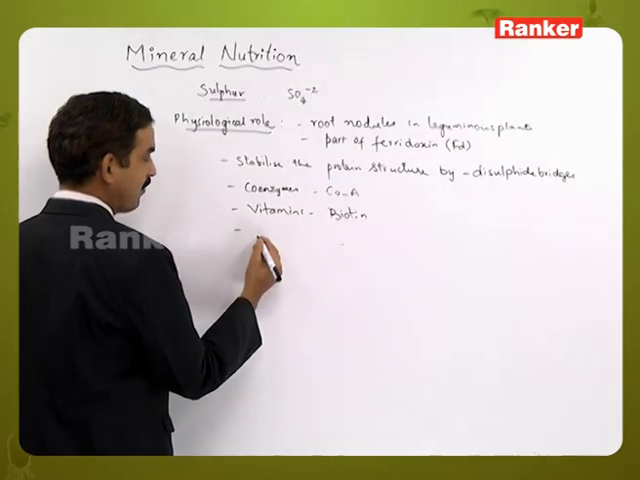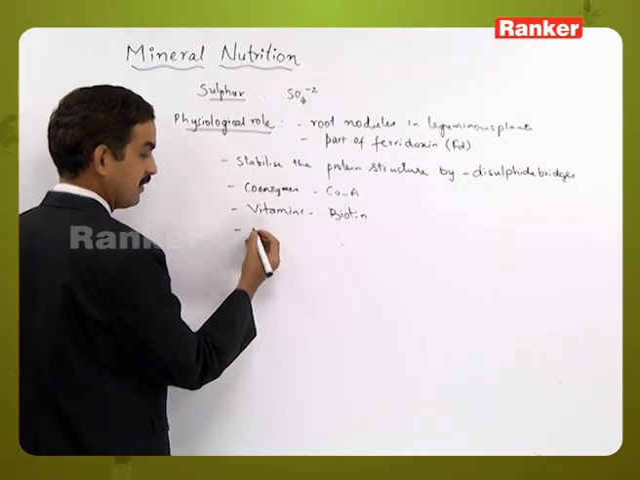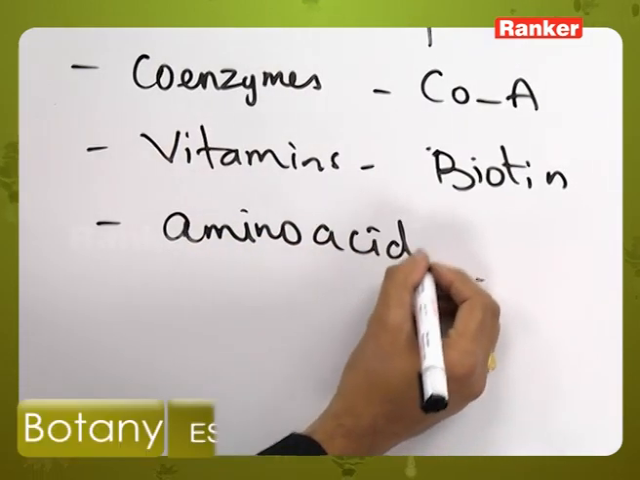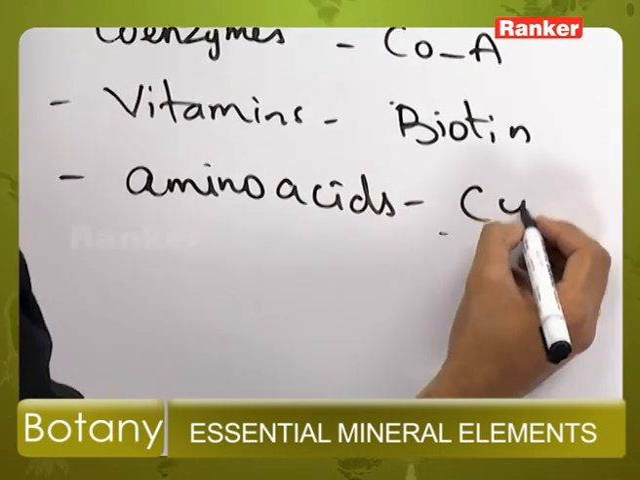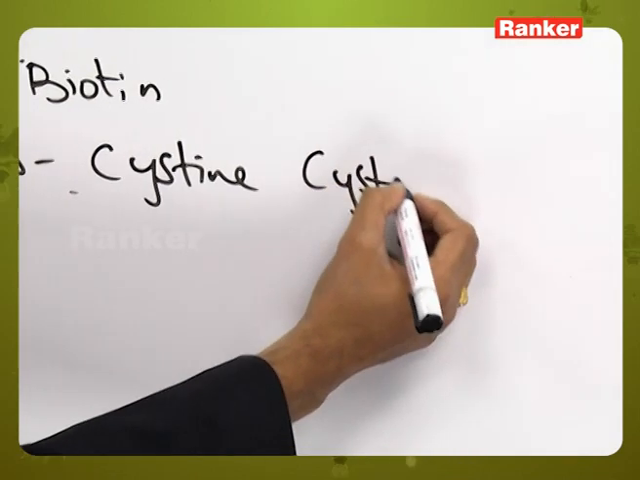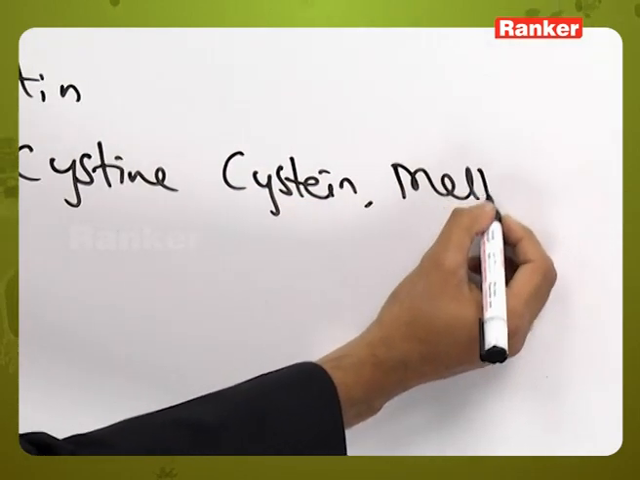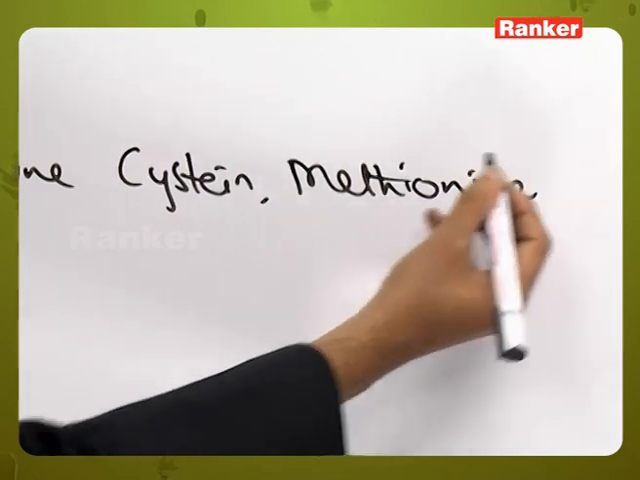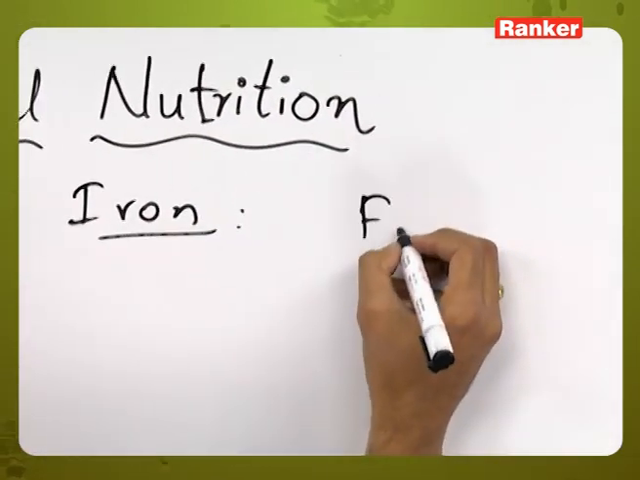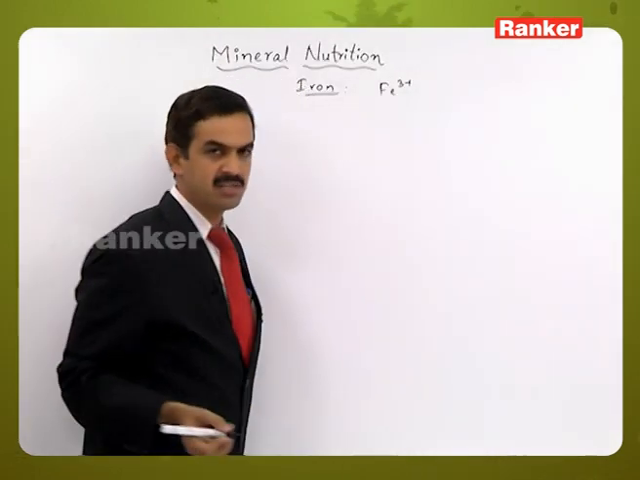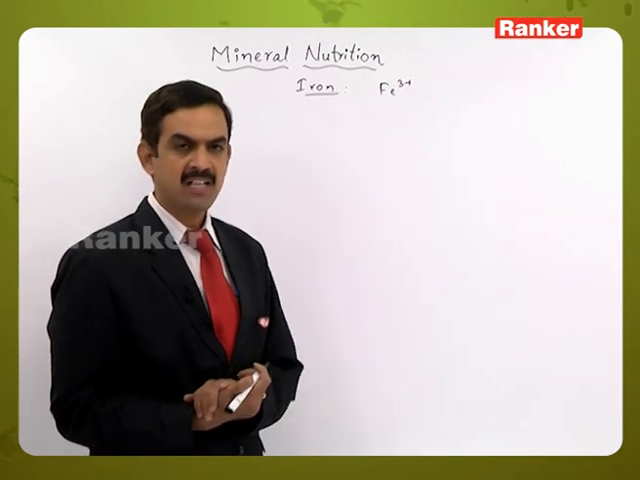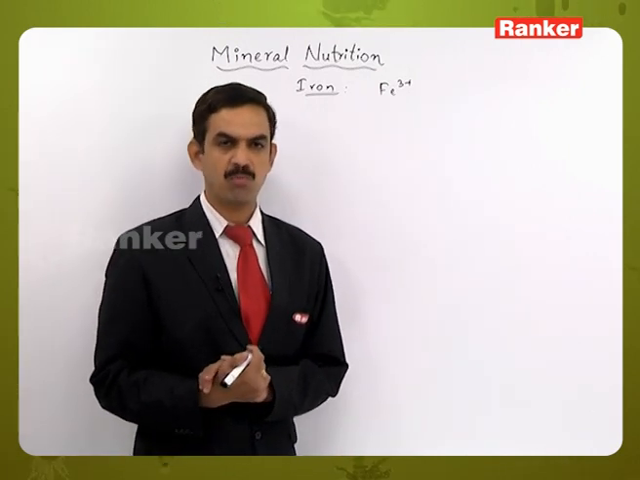Then it is a constituent part of many amino acids like cysteine and methionine. Iron. Iron is available to the plants in Fe+3 form. That is, plants will absorb iron in the form of Fe+3, and Fe+3 and Fe+2 are interconvertible forms.